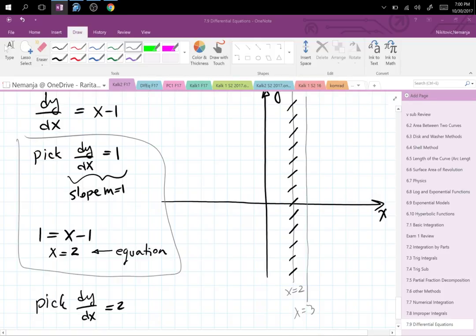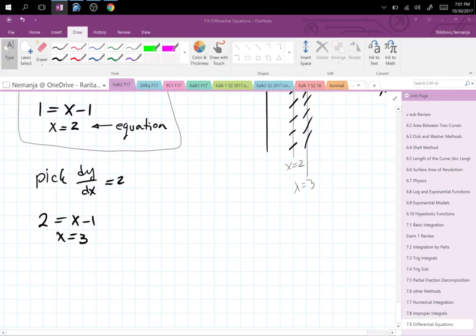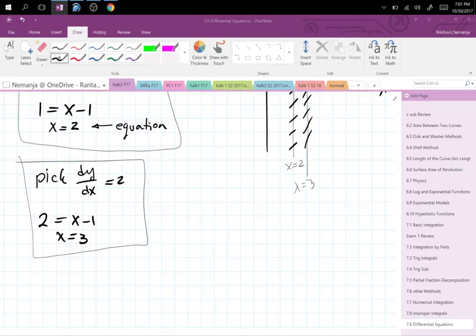And along that line, which is called the isocline, I'm going to place the little slopes. But this time the slopes are 2, not 1. So they're not 45 degrees, they're more slanted. So that's calculation number 2.